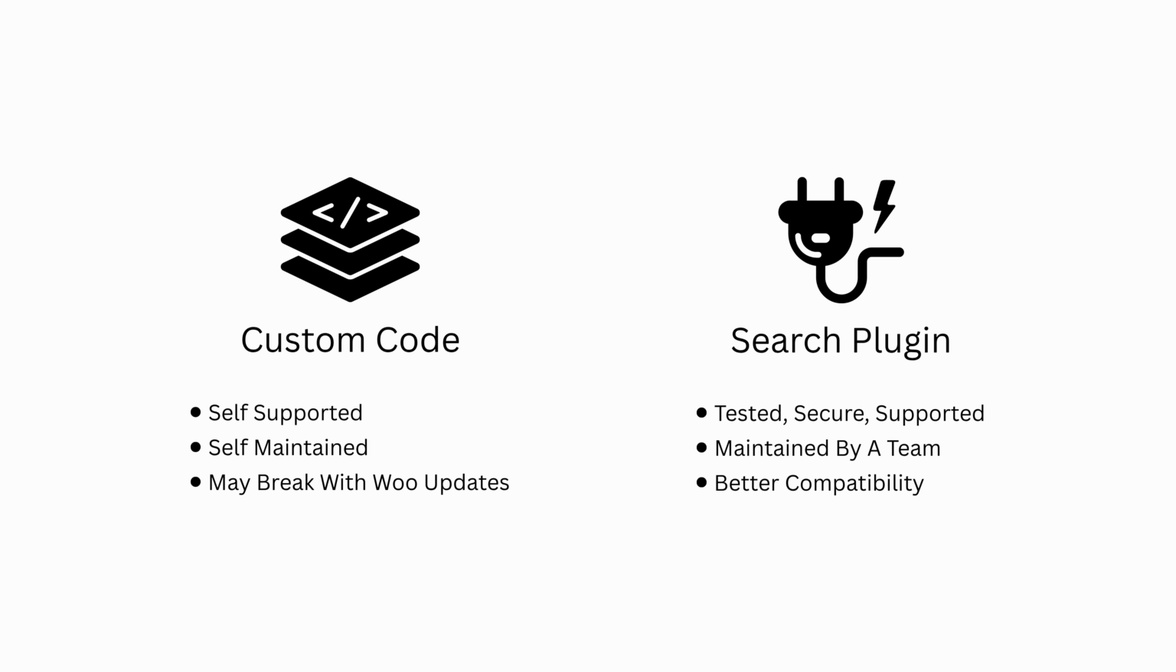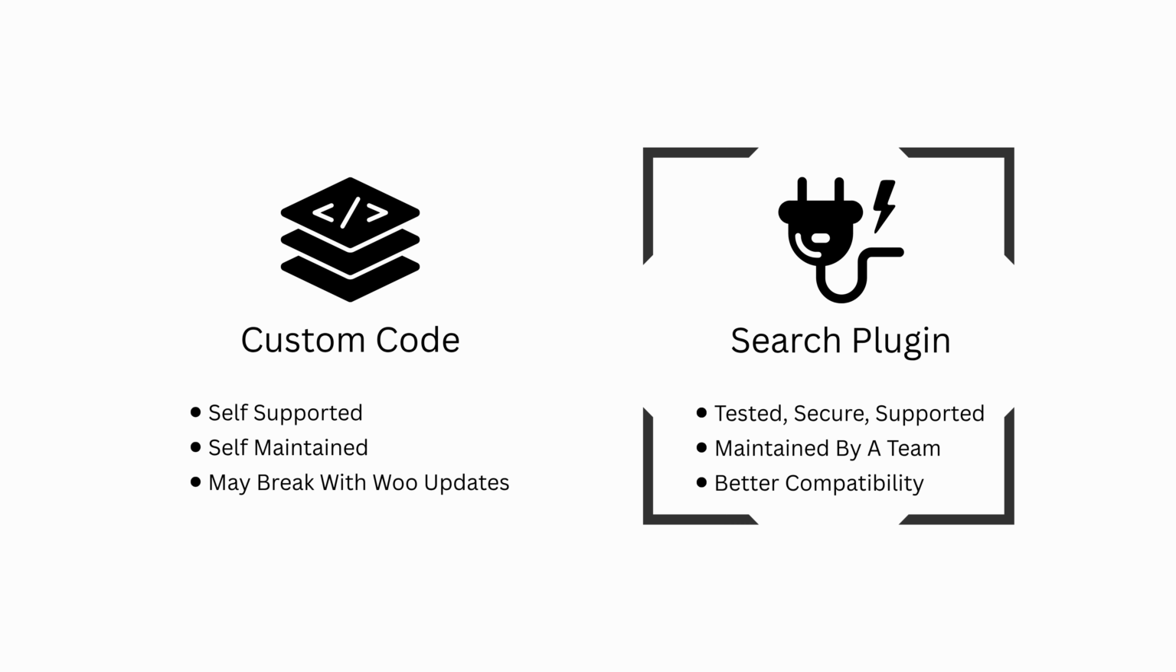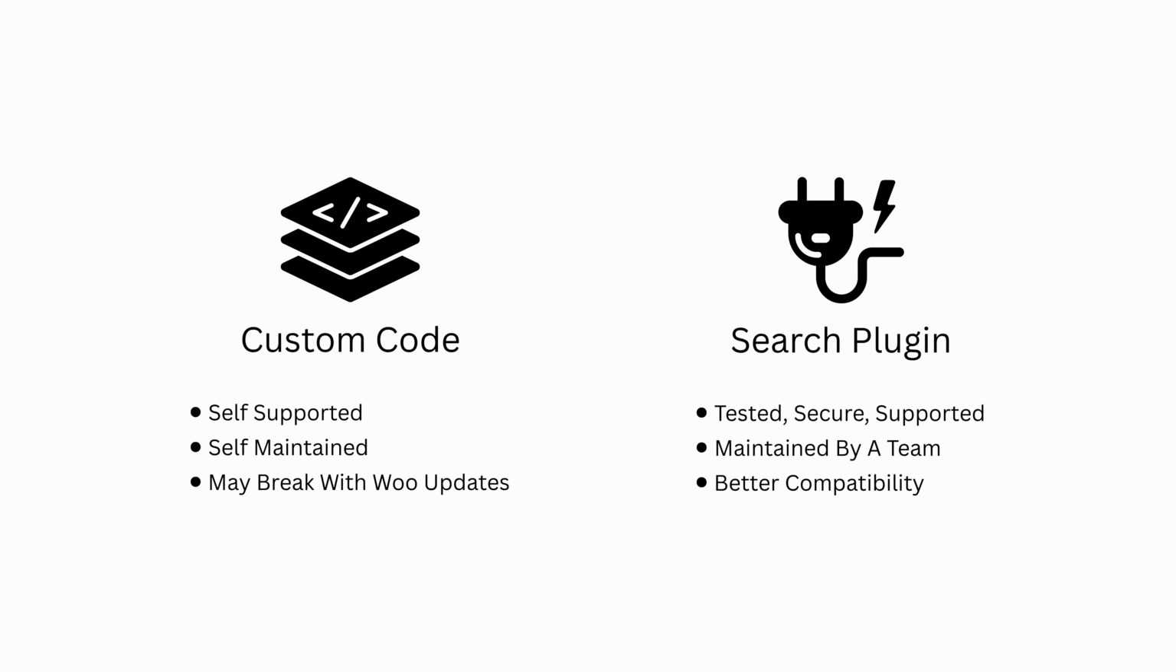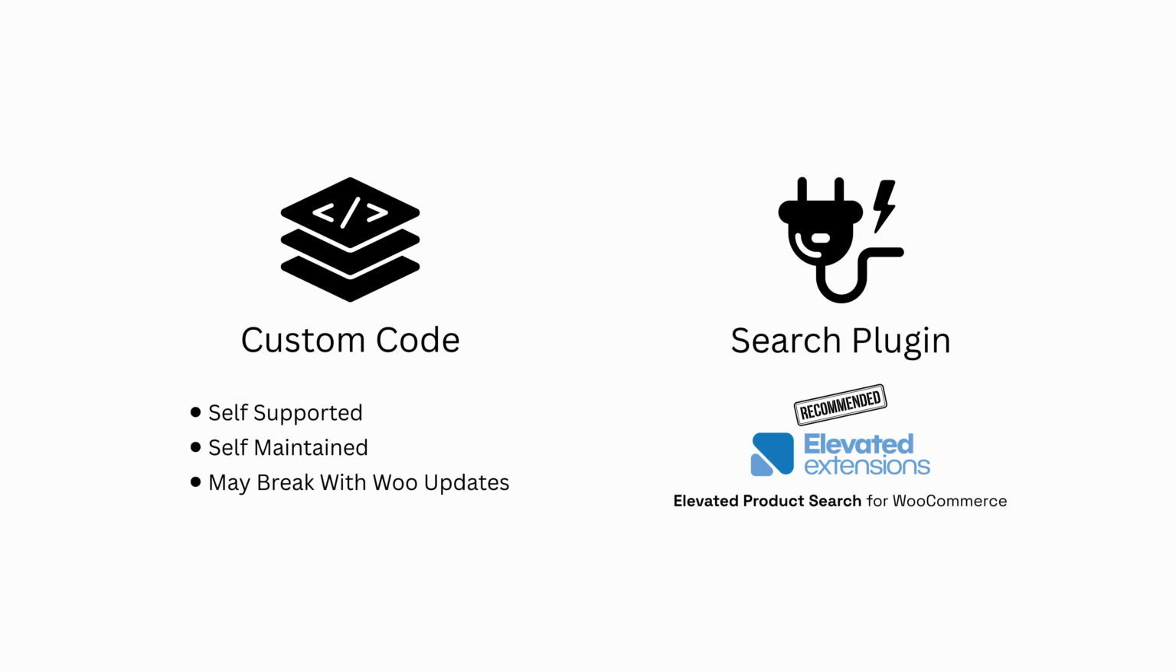For most store owners, a search plugin that supports WooCommerce SKU product search is the simplest and most practical solution. But if you're a capable developer, you can try the custom code approach as well. Just be aware that custom code comes with a long tail burden of supporting the code and maintaining compatibility with WooCommerce. If you use a plugin like Elevated Product Search for WooCommerce, it'll take care of all that for you.